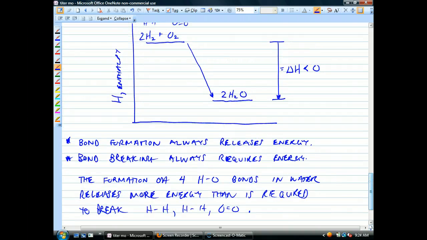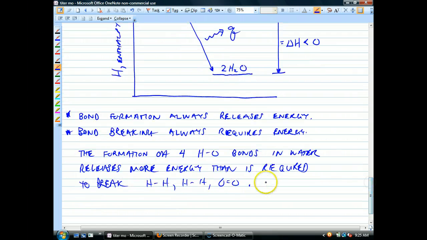So there's lots of different ways to look at this. This is one of them. We can say that the formation of the hydrogen to oxygen bonds in the water releases more energy than is required to break the H2 and the O2 bonds. That's why this releases heat. Because see, this heat right here, conservation of energy. If you're going to go down in potential energy, you must be giving off energy. The difference is released as heat. So let me add that to this statement.